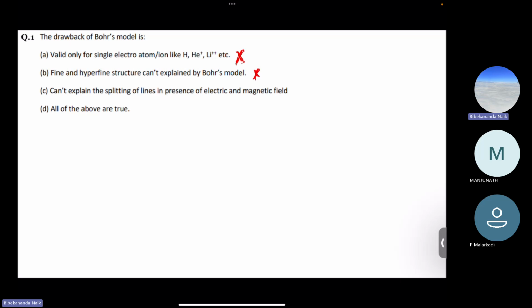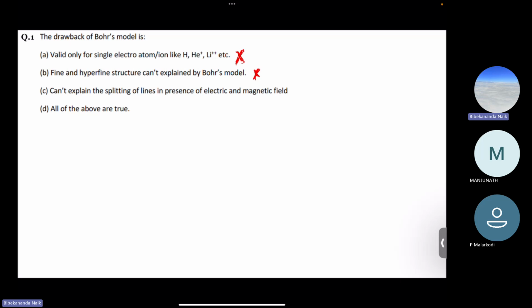And if you talk about the splitting of lines, it again was not able to explain the splitting of lines in terms of electric field and magnetic field, because these things play an important role if you talk about the orbital angular momentum. Generally, this effect in presence of an electric field is called the Stark effect, and in presence of a magnetic field it is called the Zeeman effect. These things only come into picture when you talk about the magnetic moment of an atom, and that magnetic moment is related to the orbital motion and spin motion.